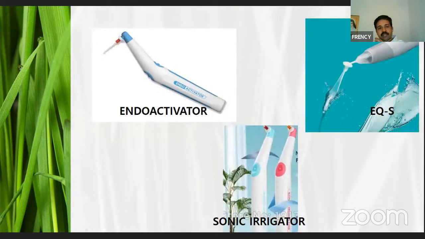Then sonic devices like EndoActivator are available. They use plastic tips. They are very useful even in curved canals. So in very narrow canals and posteriors, you can use sonic irrigators. They can be much more safely inserted even into a narrow canal. So what I usually do is that in narrow canals, I use these types of sonic devices.